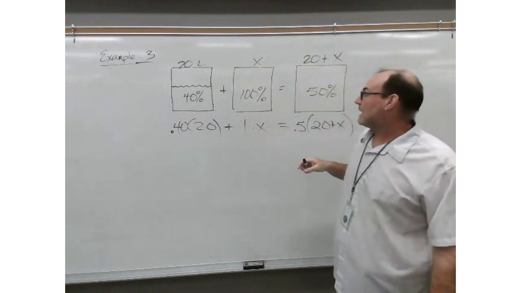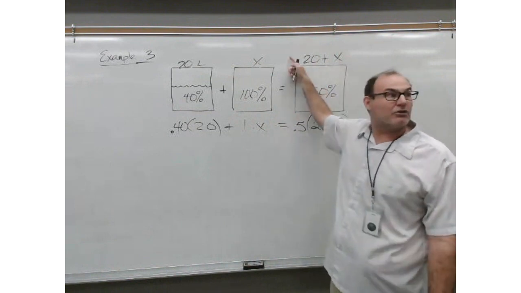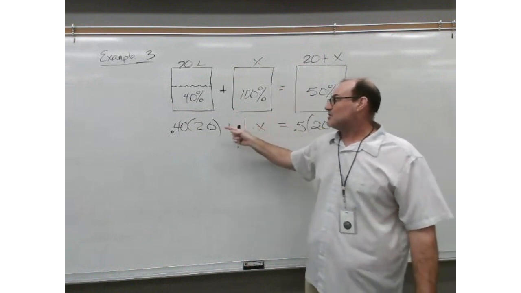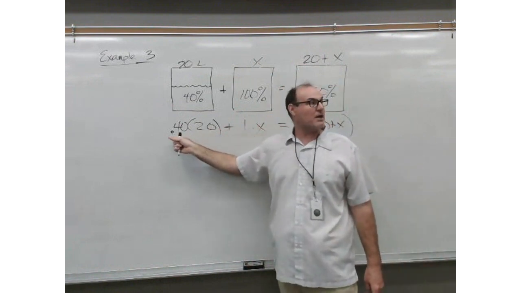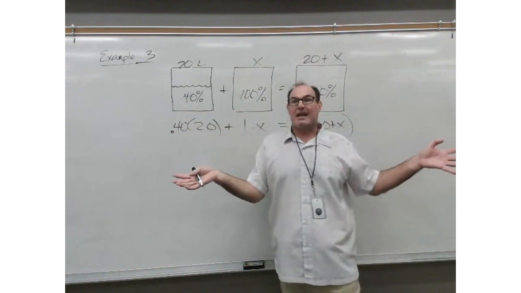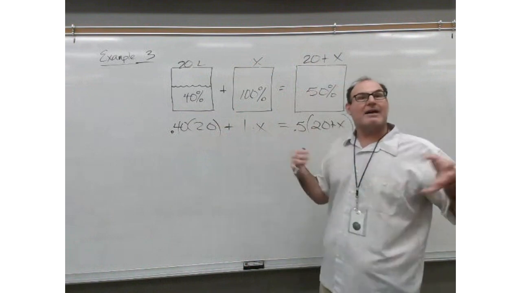Okay, so the first thing that you have to do is you've got to remember this key bit right here. Don't forget to add your volumes. And then the other key bit is don't forget how percents work. Okay, you got to make it a decimal before you can do the multiplying. And now from here, it's just a normal problem. Okay, we're gonna make this look cleaner, and then we're gonna solve.